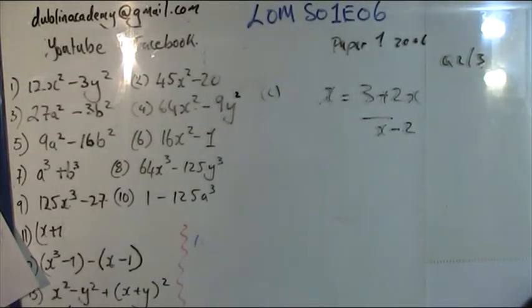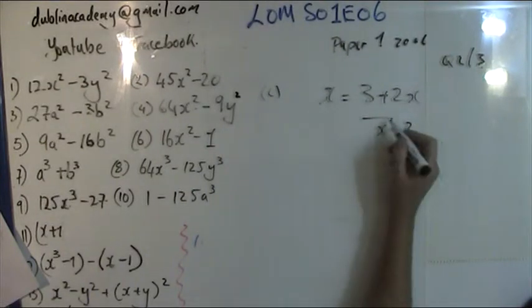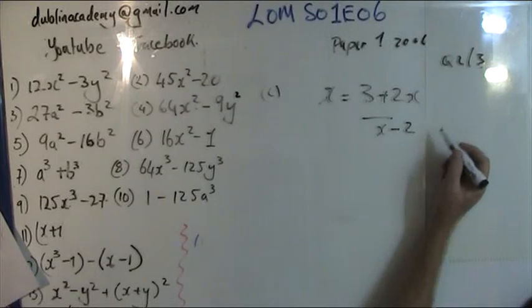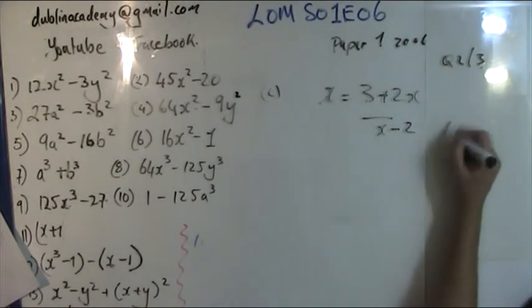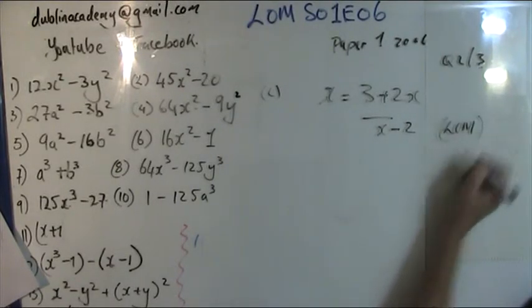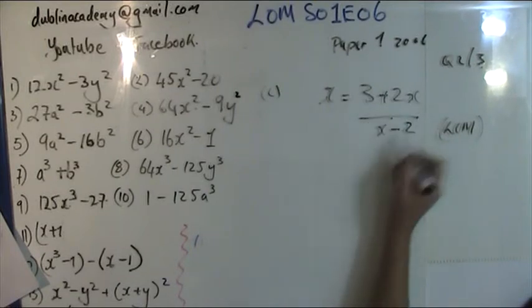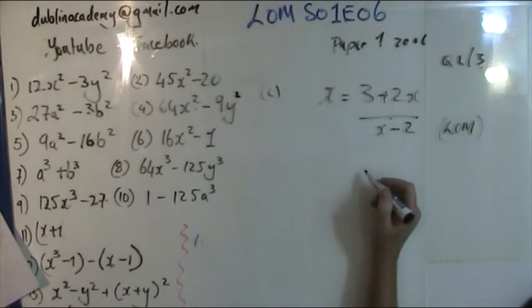Change these colours so I can read them. x is equal to that. So I know that solving these equations I must multiply across by the LCM. The LCM is the lowest common multiple, and in this case it happens to be x minus 2.